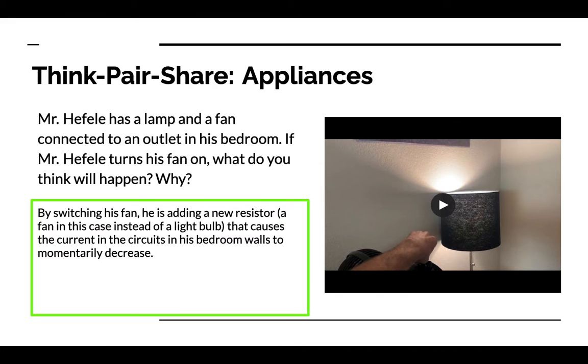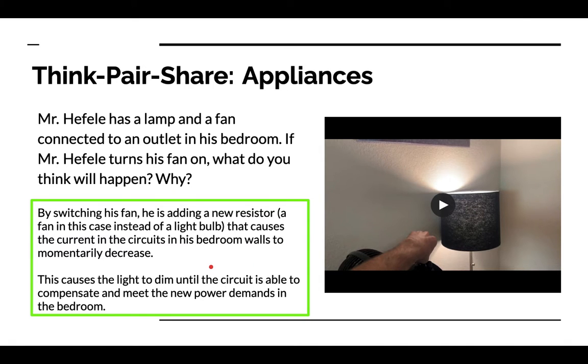If it's a parallel circuit, it actually has a slightly different effect. Adding resistors in a parallel circuit, as we'll learn, will actually act to decrease resistance. So this causes the light to dim until the circuit is able to compensate and meet the new power demands in the bedroom. As a result of adding resistance, current momentarily decreases throughout the whole circuitry of my bedroom walls until the circuitry compensates.